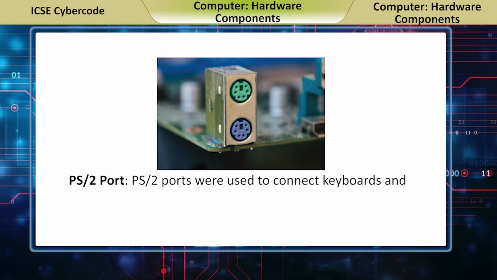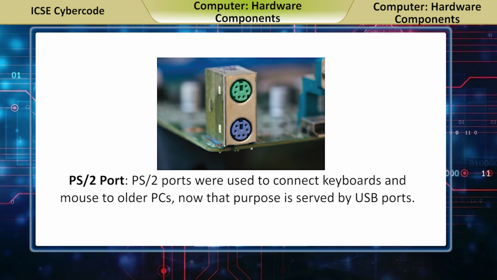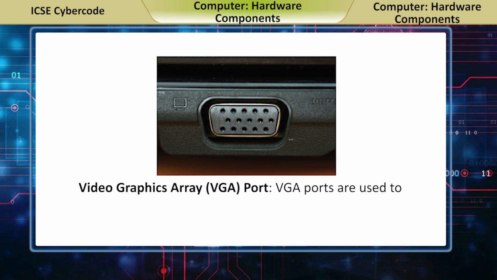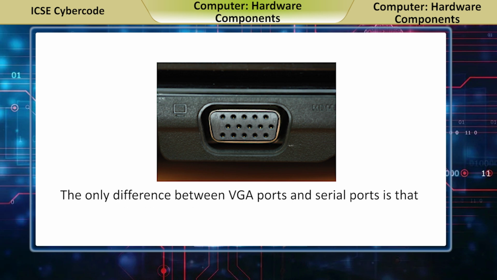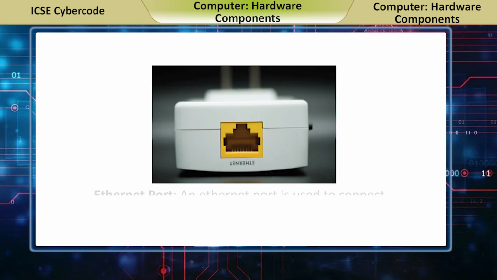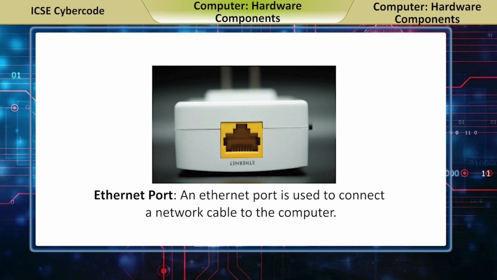PS/2 port. PS/2 ports were used to connect keyboards and mouse to older PCs. Now that purpose is served by USB ports. It is a 6-pin DIN connector. Video graphics array, VGA, port. VGA ports are used to connect monitor to the video card of the computer. It has 15 holes similar to a serial port connector. The only difference between VGA ports and serial ports is that the serial port connectors have pins in them. Ethernet port. An Ethernet port is used to connect a network cable to the computer.